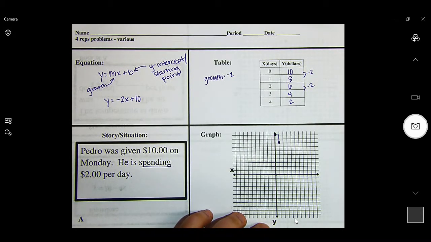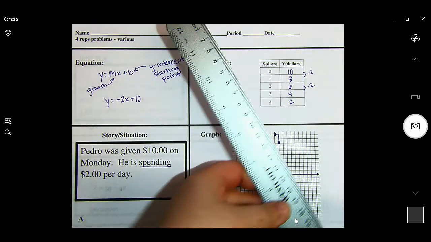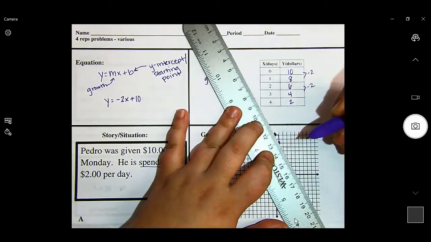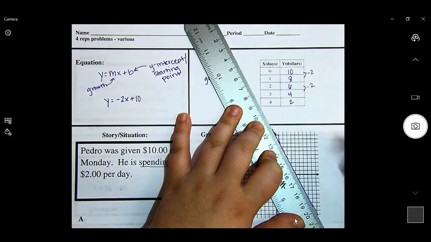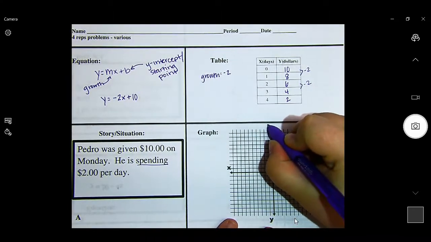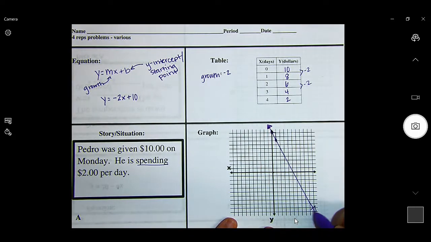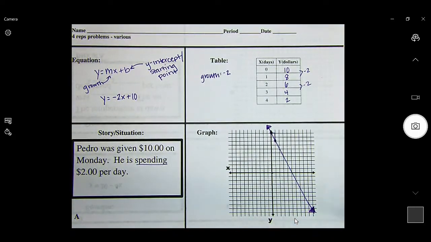And of course, I didn't grab a ruler, so give me 1 second. I'm not stopping the video. All right, so now I have my 2 points and I can create my line. Okay, make sure it goes all the way through your graph, the grid, and has arrows on the end because these lines never stop, they keep going. All right, so that's our first scenario. That one was pretty easy.